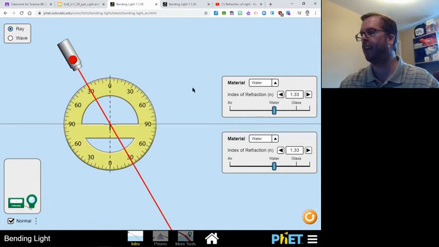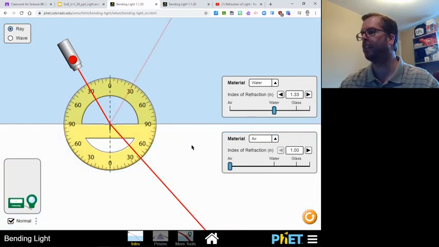But now if we transition it so that it goes from water to air, or more dense to less dense, we'll see here again that 30 degrees, it doesn't come out at 30. In fact, now that's 35, 40, that's about 42 degrees. Okay, so it's increased the angle of refraction. So we've got an incident angle of 30 degrees. We've got an angle of refraction of 42 degrees.